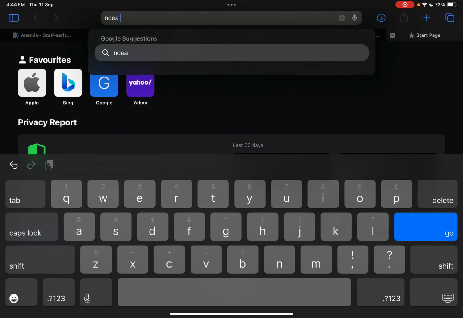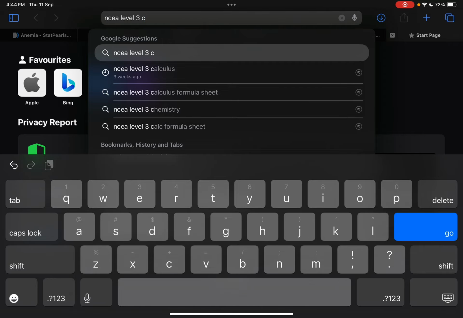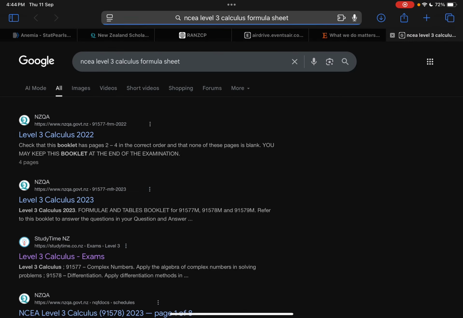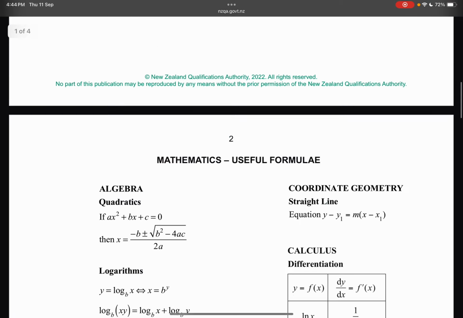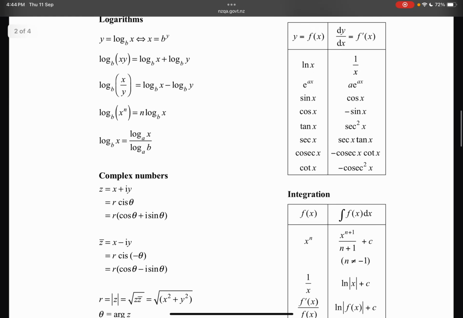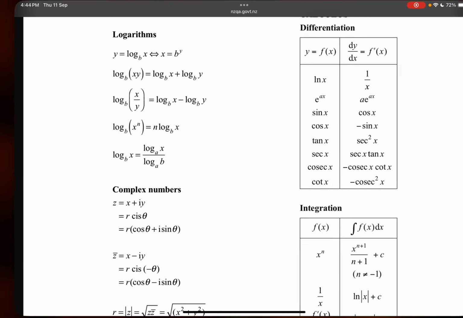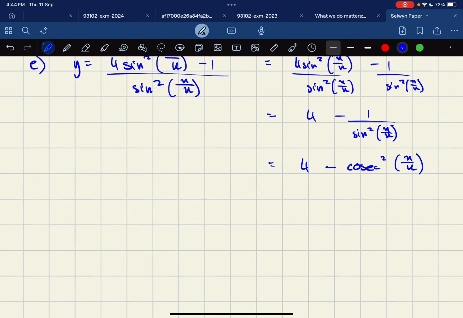So, NCEA level 3 calculus formula sheet. Oh, I went way past it. Okay, so negative cosecant squared x is the derivative of cotangent x. So I can just replace this with, okay, so this is good.